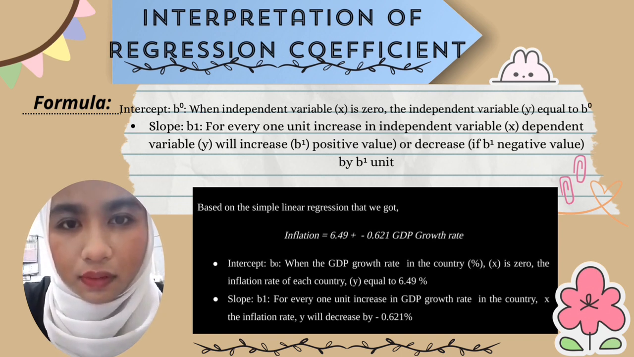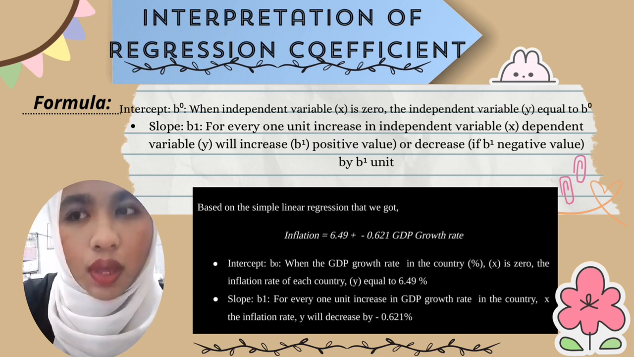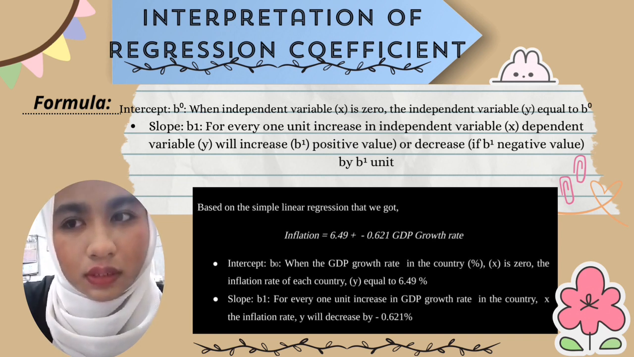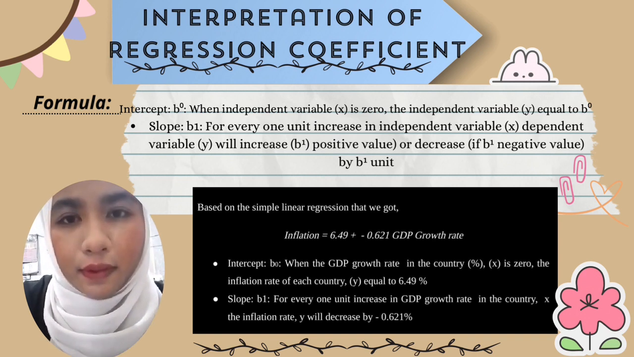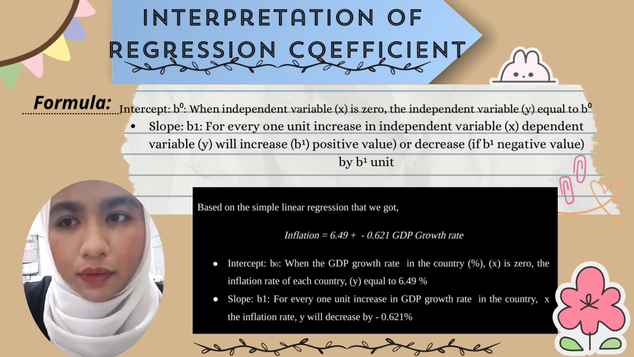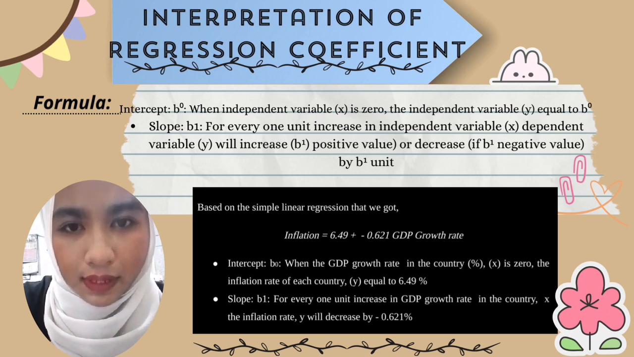Based on the simple linear regression that we got, inflation equals 6.49 plus negative 0.629 GDP growth rate. The intercept b0: when the GDP growth rate in the country X is 0, the inflation rate of each country Y equals 6.49%. The slope b1: for every 1 unit increase in GDP growth rate in the country X, the inflation rate Y will decrease by 0.629%. That's all for me.